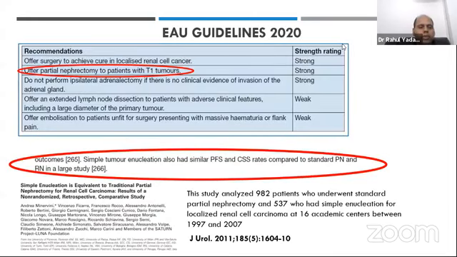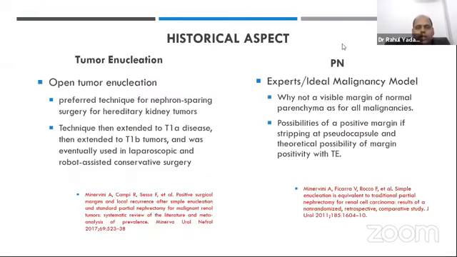EAU guidelines have already been discussed: partial nephrectomy to be offered for T1 tumors. There is a paper quoted just above the recommendations that simple tumor enucleation also had similar progression-free and cancer-specific survival compared to partial nephrectomy. The study being quoted has analyzed 982 patients of PN with 537 patients of simple enucleation over a period of 10 years and found that the results of both are the same. So from the guideline perspective, anything can be attempted.